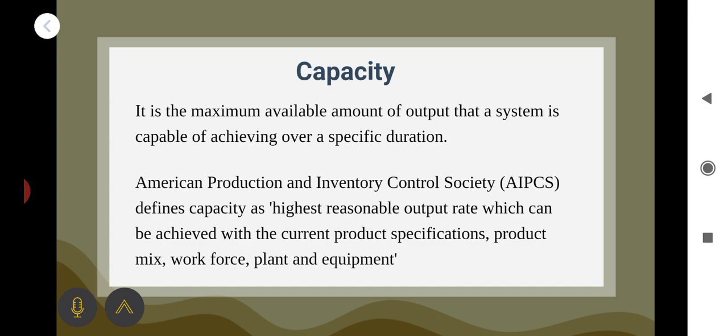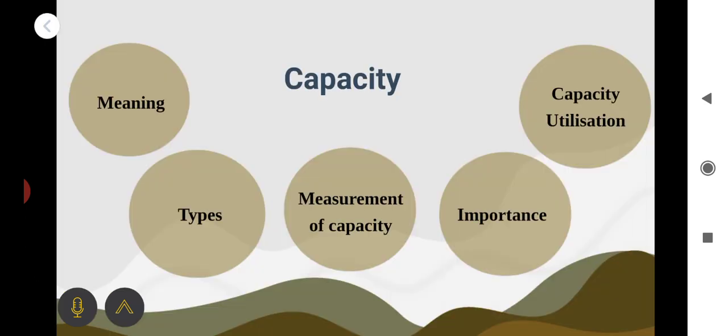The American Production and Inventory Control Society defined capacity as the highest reasonable output rate which can be achieved with the current specification or available resources, product mix, workforce, plant and equipment. Here we can say that capacity means an ability to produce the maximum with available resources.